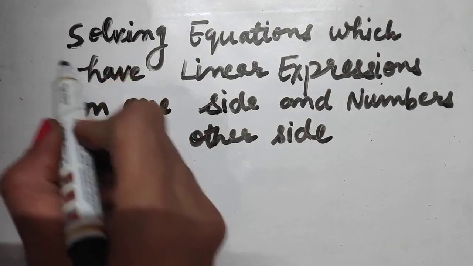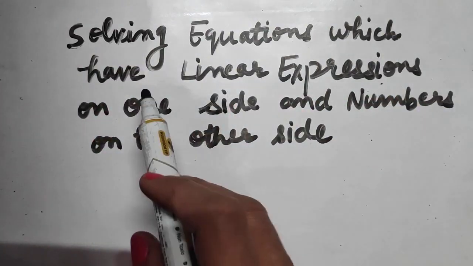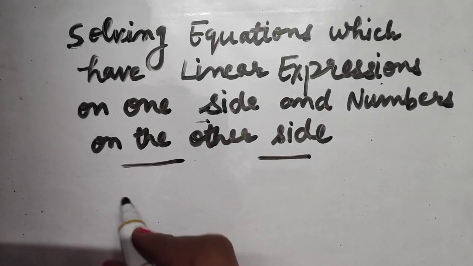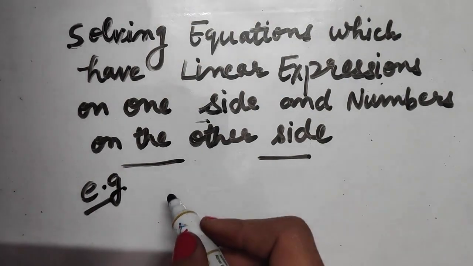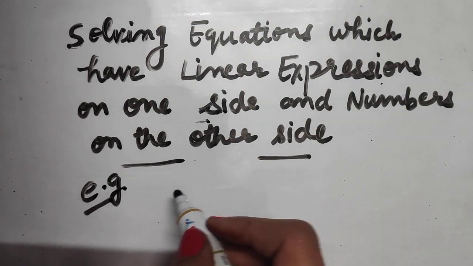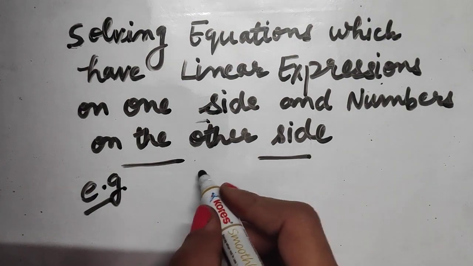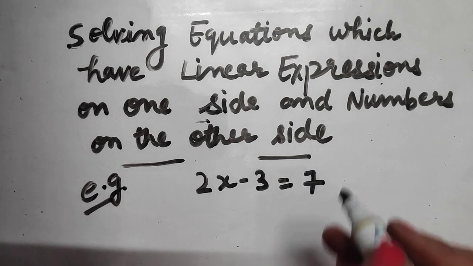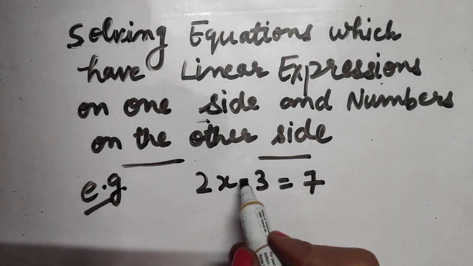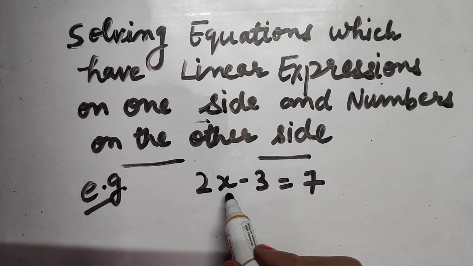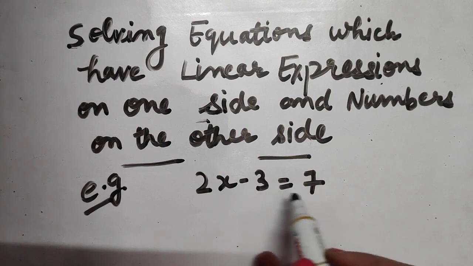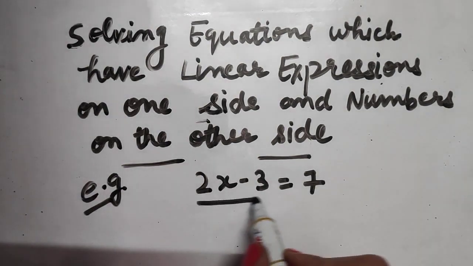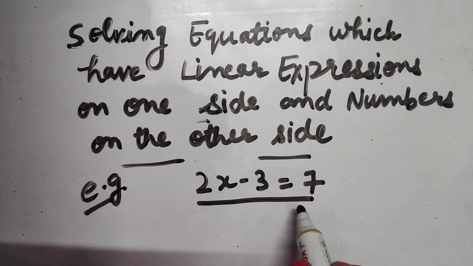Let us see the topic now, that is how to solve the equations which have linear expressions on one side and the numbers on the other side. Let us discuss this topic with the help of few examples. I am taking one example, that is find the solution of 2x minus 3 is equal to 7. It means we are supposed to find the value of x. For that value of x, the equation or the balance should not be disturbed. So let us see how to find the solution of this given equation.